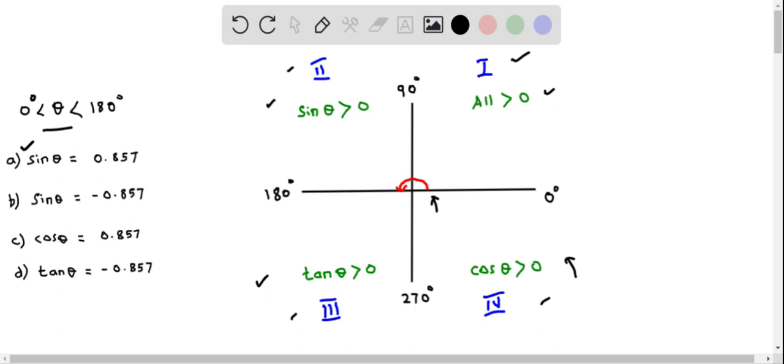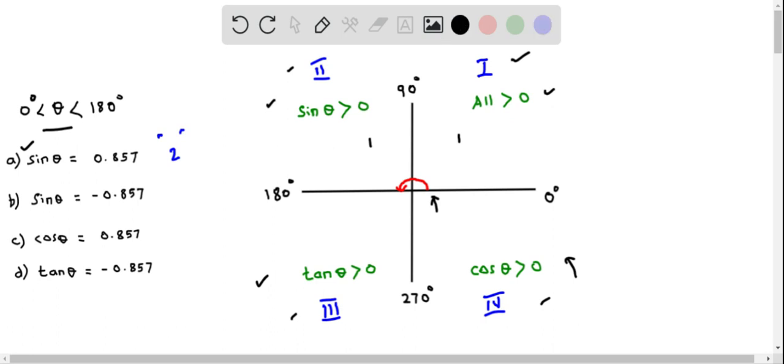Sine theta equals 0.857. Clearly sine theta is positive here, and this means it can lie either in quadrant 1 or in quadrant 2. So we say that this has two solutions. You can write down the number of solutions for this equation as 2.